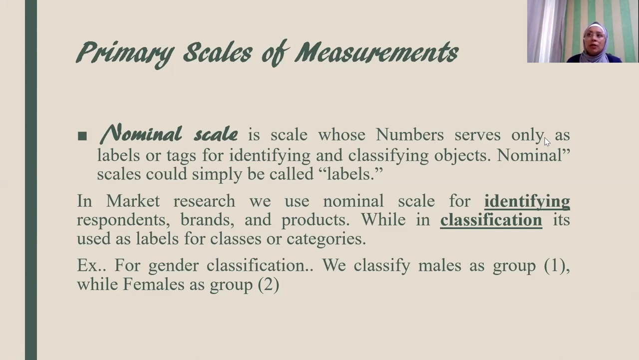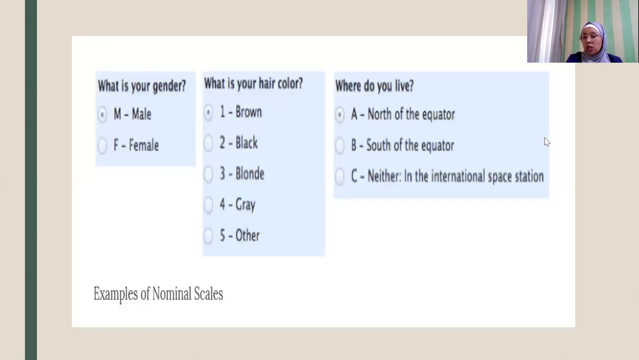So in the nominal scale, the numbers serve only as labels for identifying or classifying objects. This is the first primary scale of measurement. As we see here, what's your hair color? Number one is brown, number two is black. I can change the numbers because the numbers don't mean anything. It is just a label for what's next to it. Okay, so this is the nominal scale.